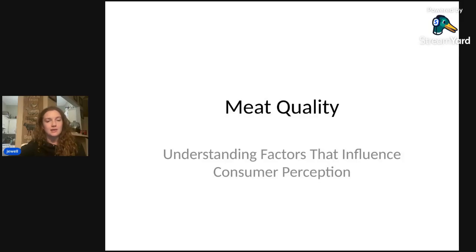I work down at the meat lab, so obviously I was going to pick meat and muscle as my favorite anatomical structure of livestock.